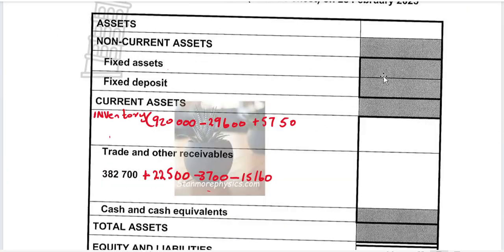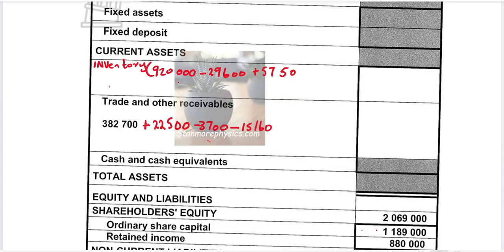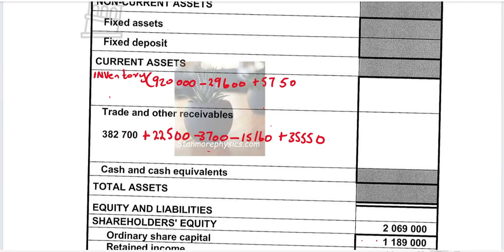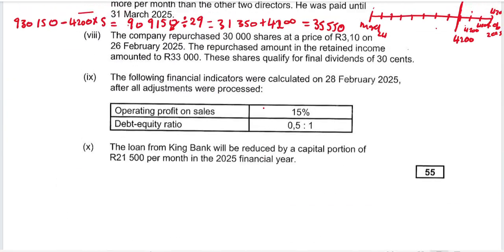35,550. We come here to receivables and add this 35,550. I don't know whether you understood or not.